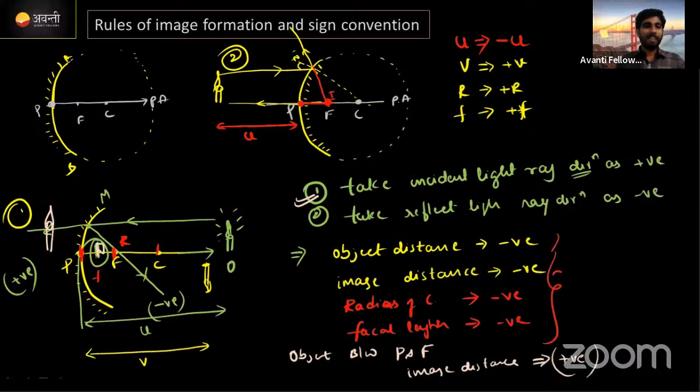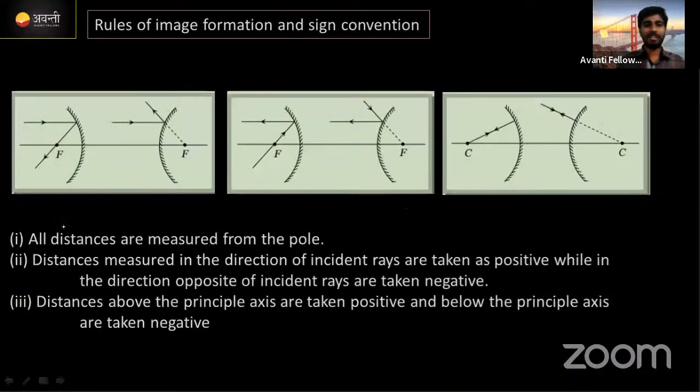Yes, good. If it is clear, next is image formation, how to track the image formation using rays. Before that, take a note of this. All the distances we are going to measure from the pole point, right? Distances measured in the direction of incident rays are taken as positive, while those opposite to the incident rays are taken as negative. Correct. Next, distances above the principal axis are taken as positive, below the principal axis taken as negative.